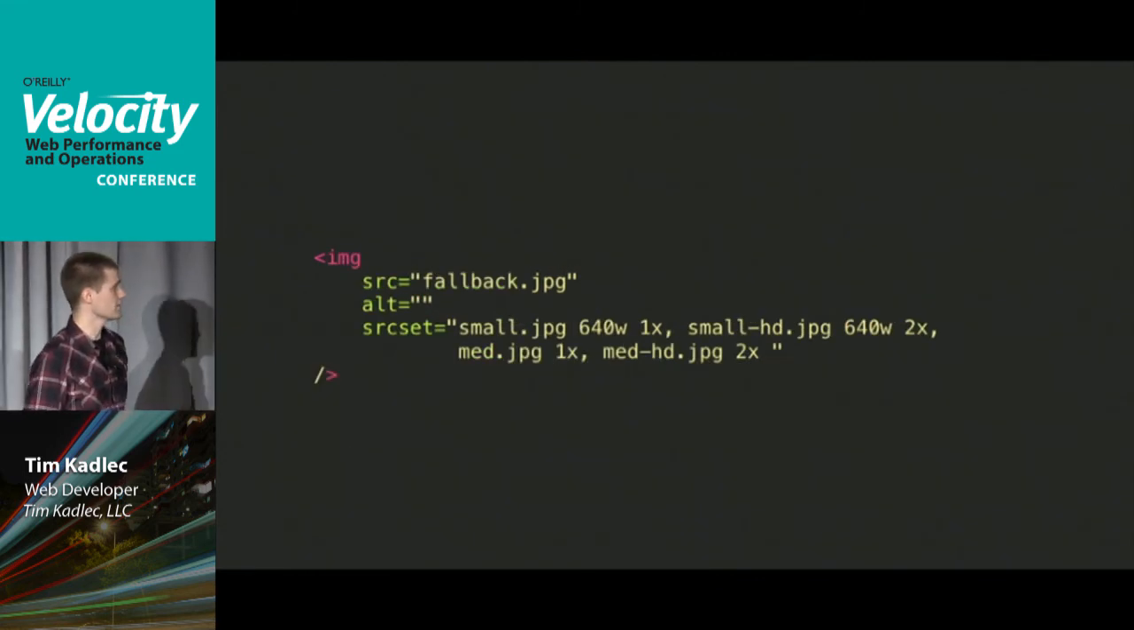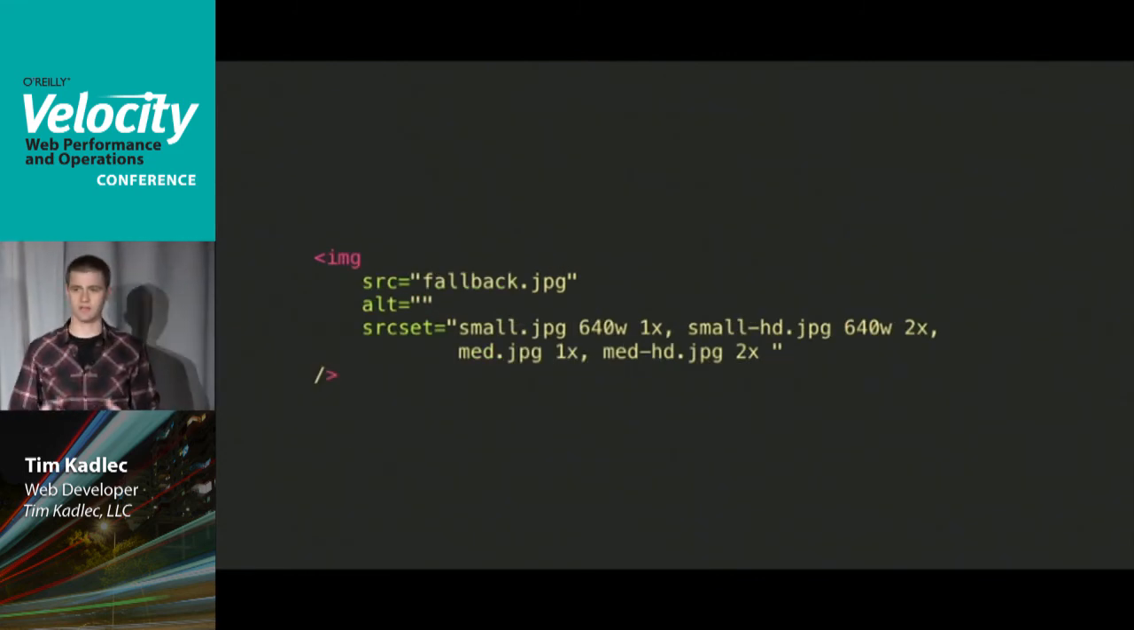Srcset is another one of the proposals, and that looks like this. It's very terse, it's very compact, which has some appeal.